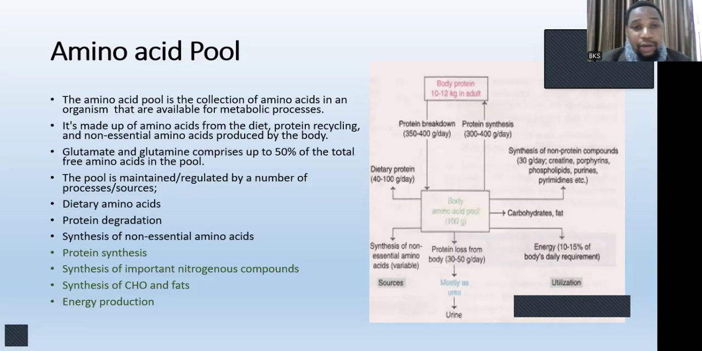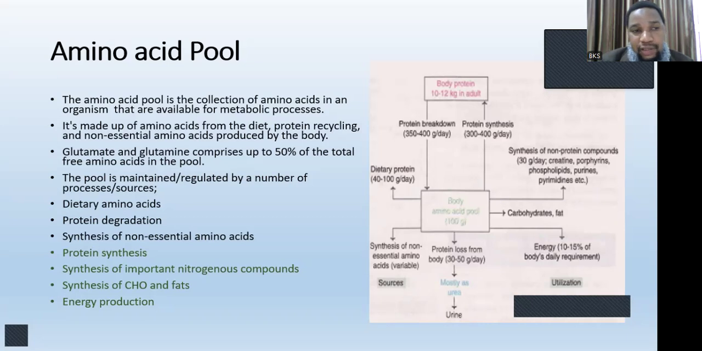So when you eat a food like rice, you have some digestion, and you will have some amino acids. More importantly, when you eat proteinous food, that is food where the quantum is more of protein, you have a lot of amino acid in the system. So this will increase the amino acid pool. Another thing is protein degradation.